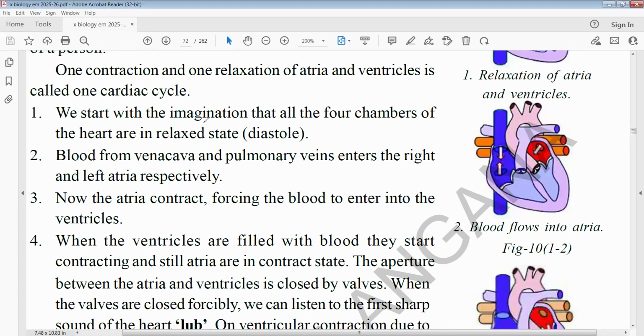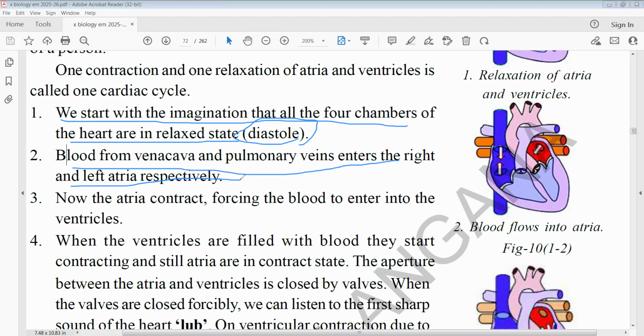So we start with the imagination that all four chambers are in a relaxed state. That is diastole. At that time, what happens? Blood from the body parts enters the right auricle, and from the right auricle to the right ventricle. From the lungs, blood enters the left auricle, and from the left auricle to the left ventricle. In this way, blood from the vena cava and pulmonary veins enters the right and left auricles. Now the auricles contract. When the upper chambers contract, blood enters the ventricles.